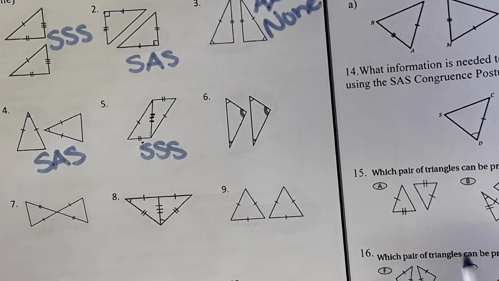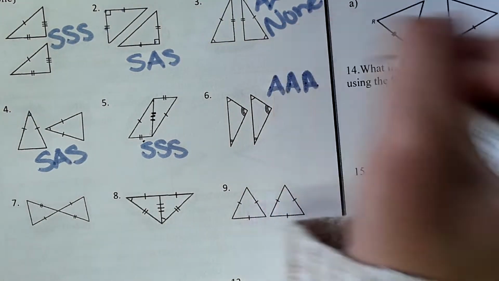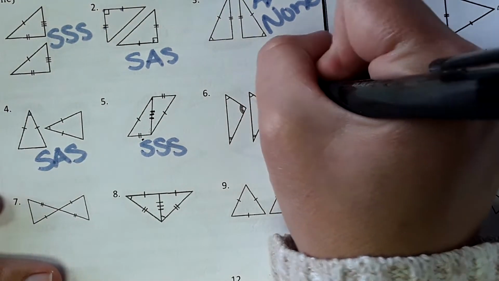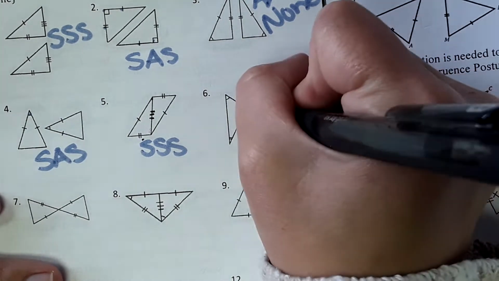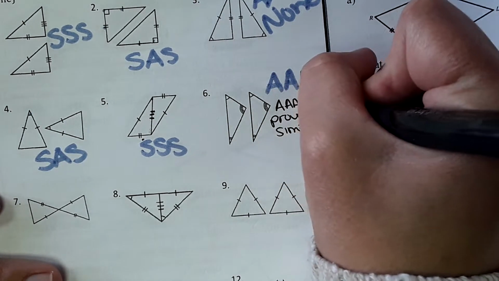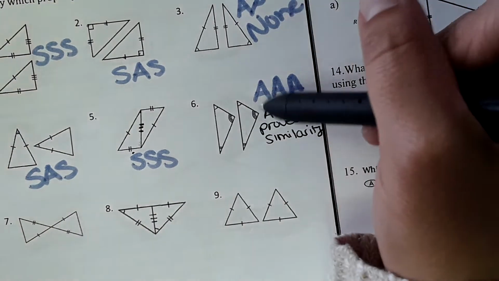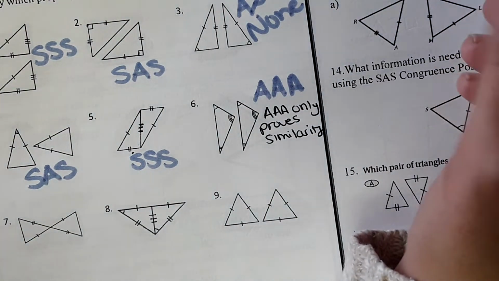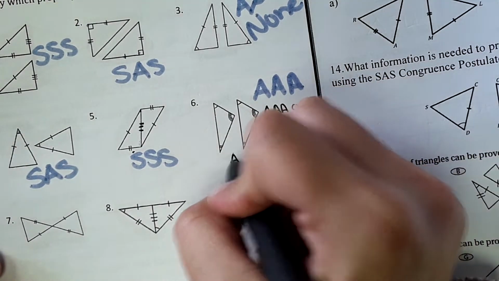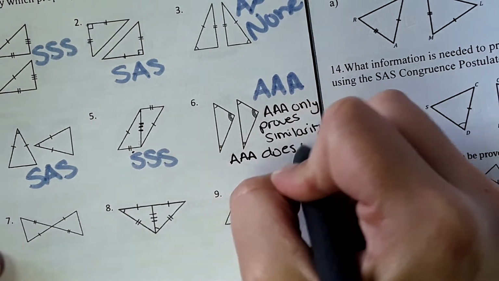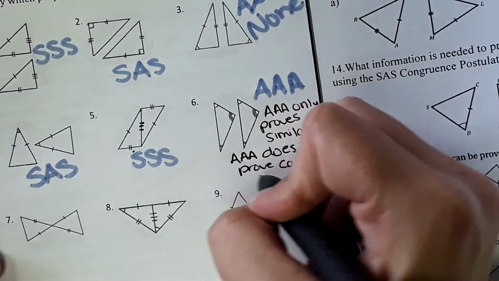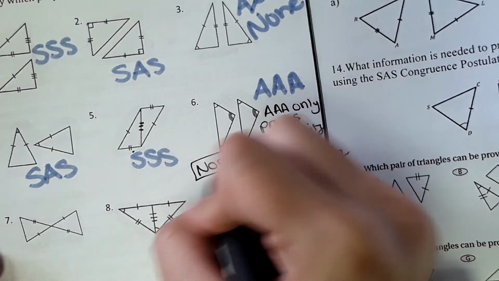And then number six, angle, angle, angle. Well, having the same angles doesn't prove congruent. So angle, angle, angle only proves similarity, which we'll get to in another chapter. So similarity is when they're proportional. So we can prove that they're proportional, but we can't prove they're congruent. They may be congruent, but we can't prove it. So AA only proves similarity. AA does not prove congruence. So in this case, the answer would be none. You can't prove congruence.